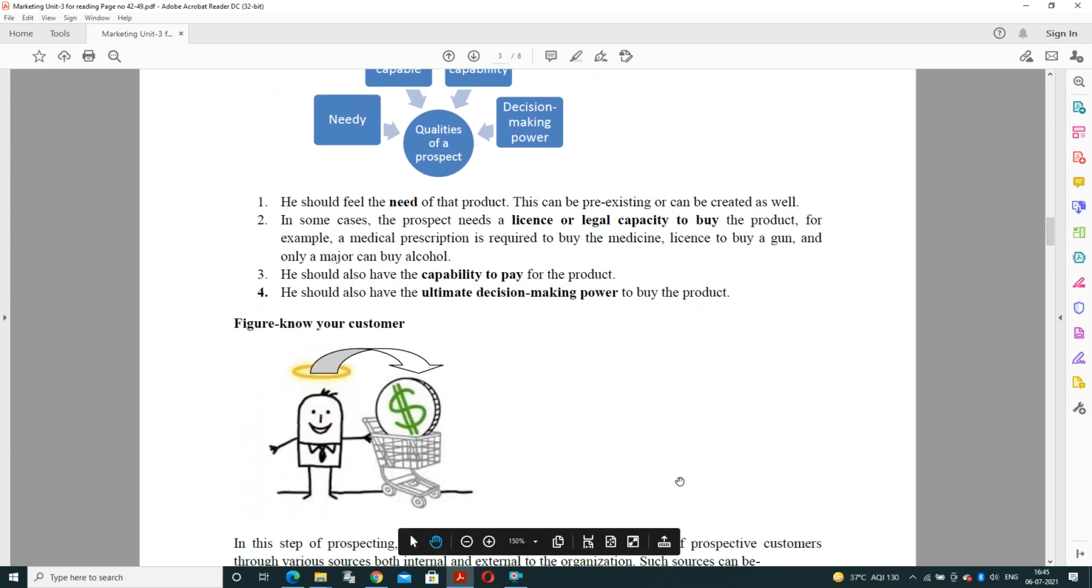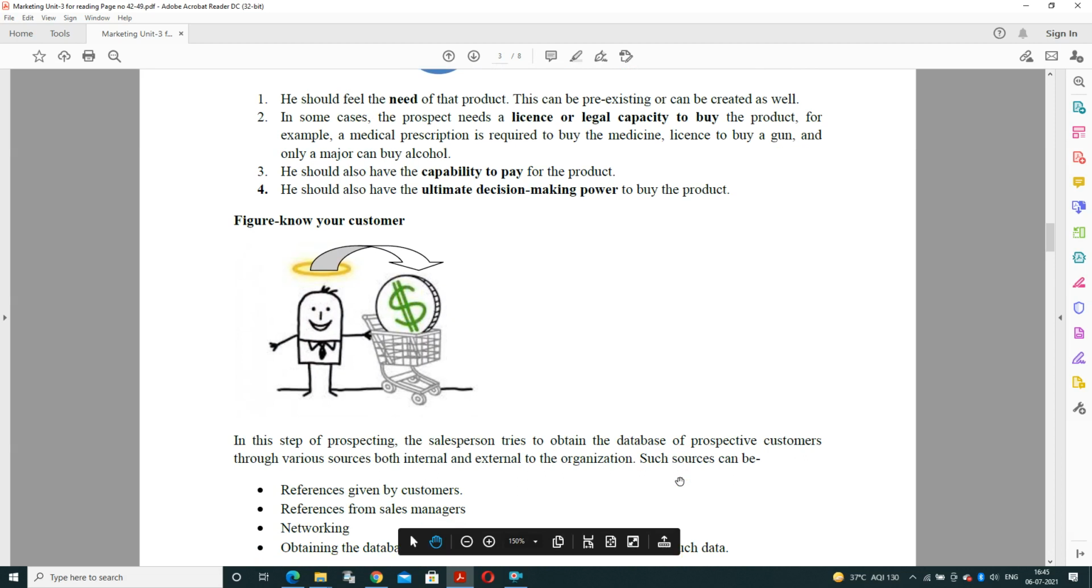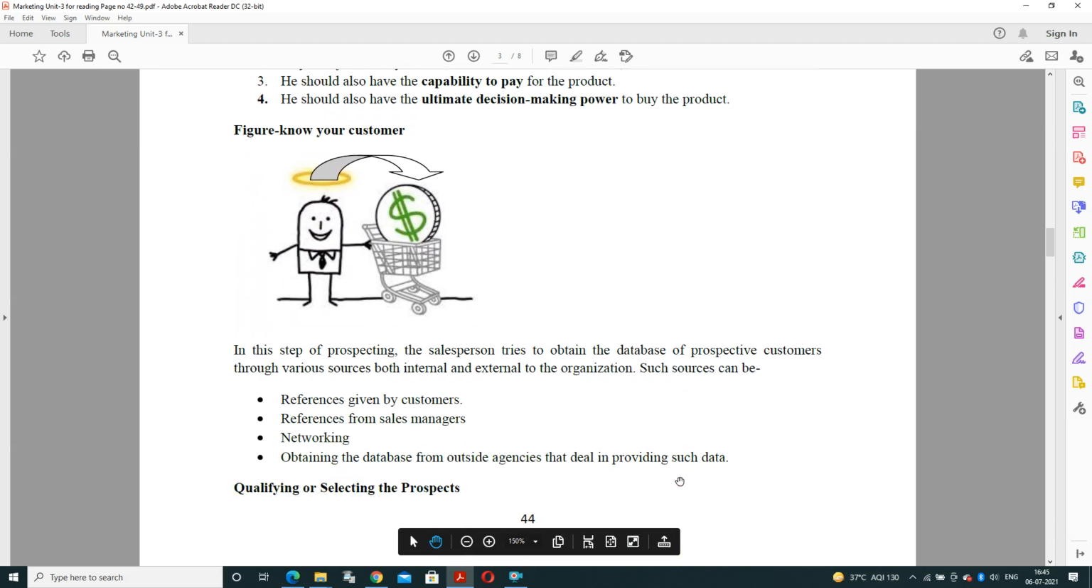Now, one figure is given. That figure is known as KYC, that is, Know Your Customer. In this type of prospecting, the salesman tries to find out the database of prospective customers through various sources. It means a salesman will try to collect the database of customers, and the sources can be either internal sources or external sources. It can take the reference given by a customer. It can be collected by a reference from the sales manager. It can be created with a group of network or group of people. And the fourth one, obtaining the database from outside agencies.